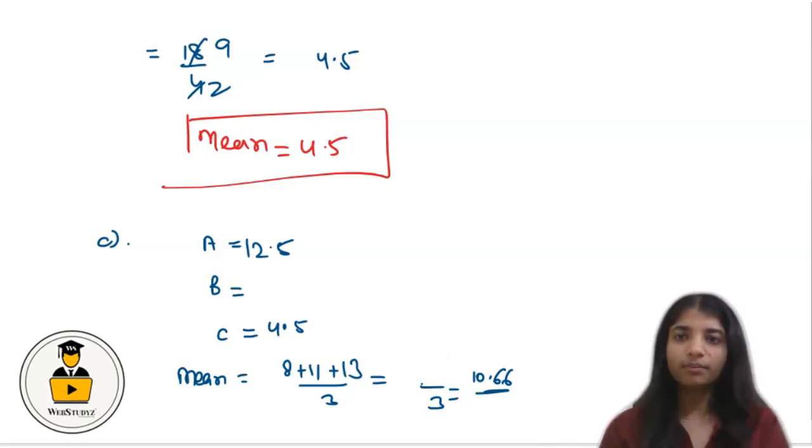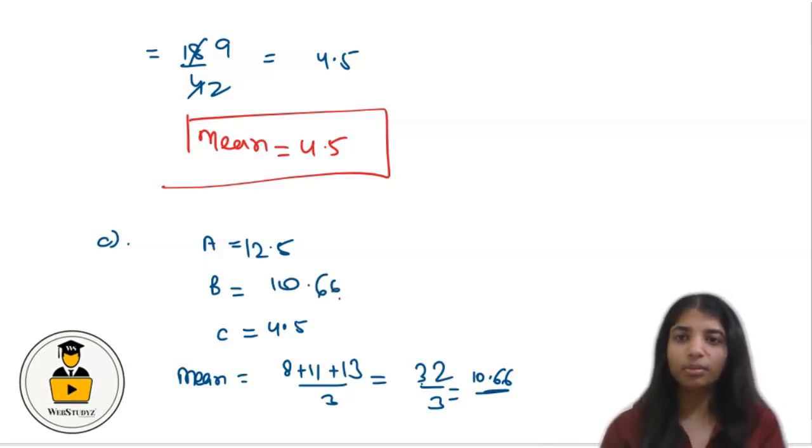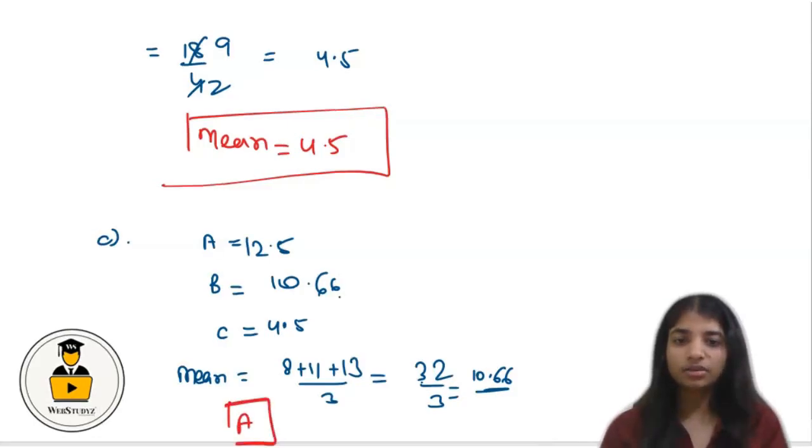So we can say that the mean for A is 12.5, for B it is 4.5, and for C it is 10.66. We have to find the best performer, so the best performer is A. This is the answer to the given question.